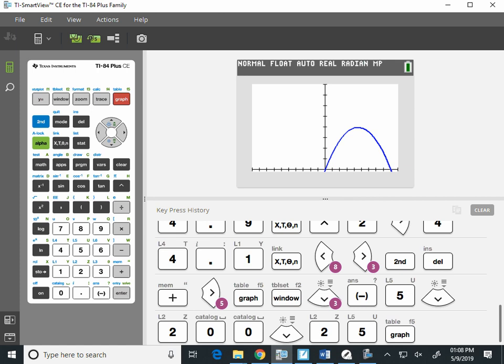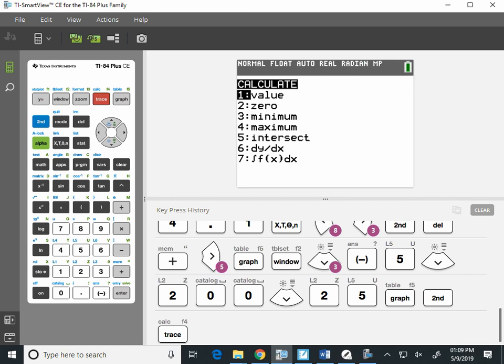I adjusted my window. So when you have to adjust your window, you just need to guess and check till you can see the entire picture. We can see the entire picture, so we're good. Okay. So now we want to figure out what our maximum is. So you're going to use that second. So hit second, and then trace.